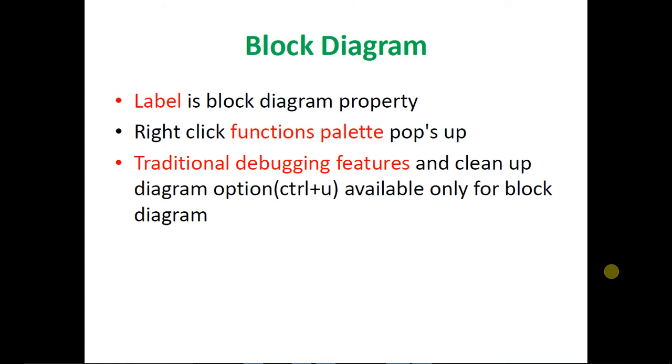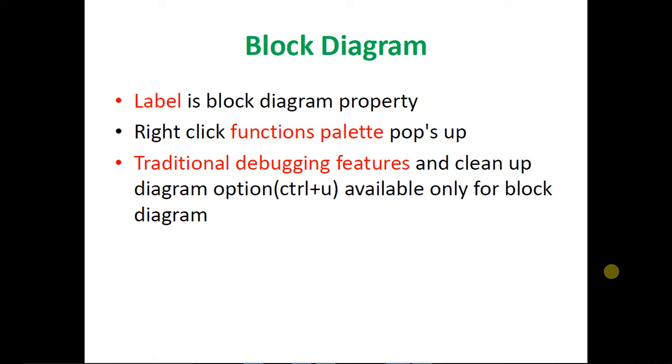Now the block diagram. Label is a block diagram property. Means suppose here if we are doing some operation, we can label it. So this is addition or subtraction, we can label it. So if any non-programmer sees that VI, they can easily understand.